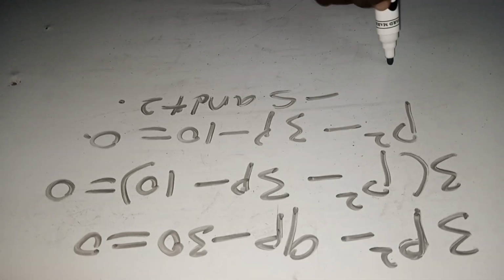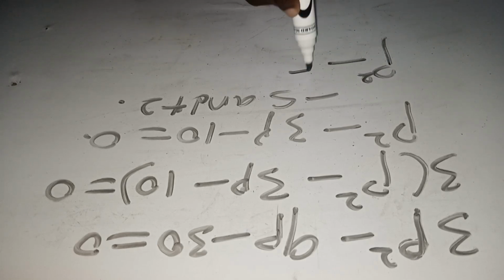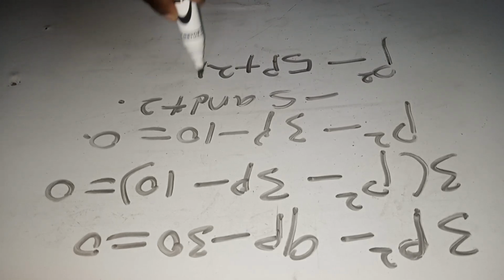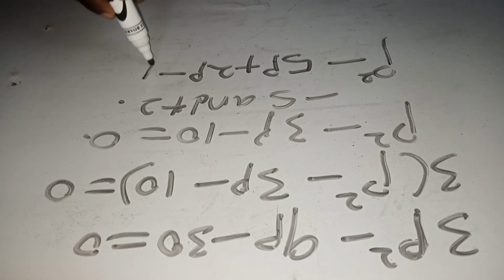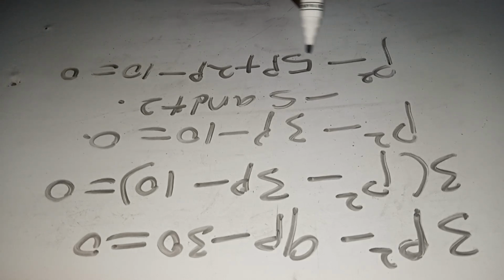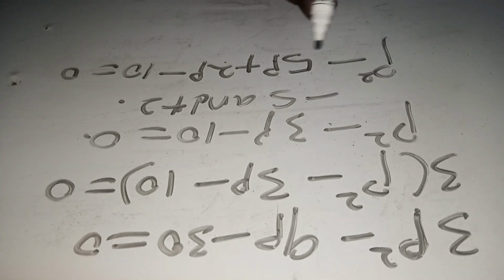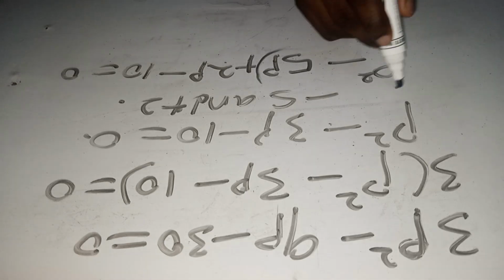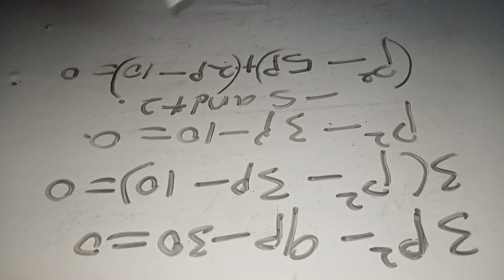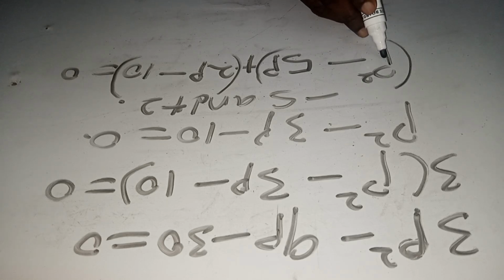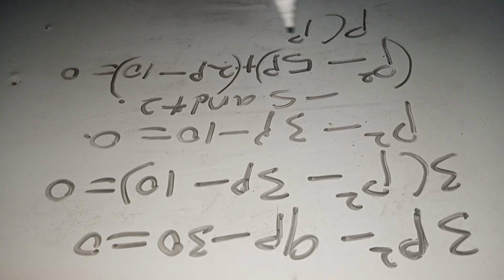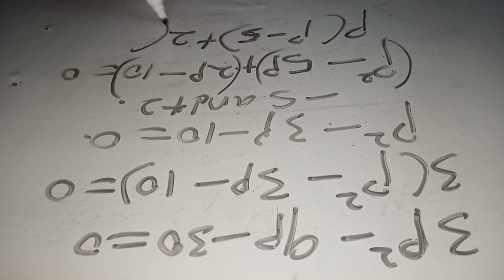So if we do that, we are going to have p squared minus 5p plus 2p minus 10 is equal to 0, because minus 5p plus 2p gives us minus 3p. Then put a bracket here and a bracket here. What is common at this point? p is common, so we factor out p, p minus 5, close bracket. Then plus, what is common here? 2 is common, we pick out 2, p minus 5, close bracket, equals 0.